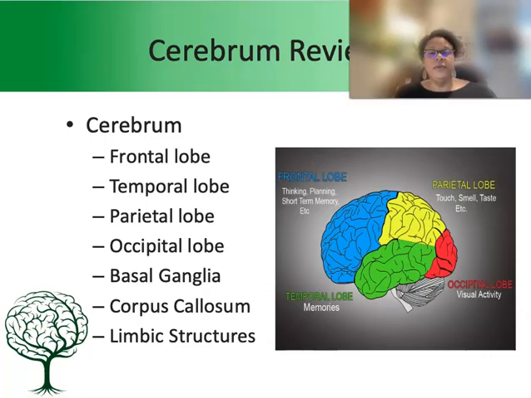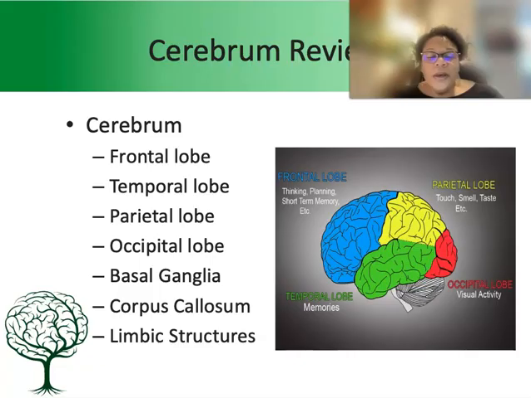and we're going to review the cerebrum. So we have all these wonderful lobes. Don't freak out. I'm not going to test you on the lobes. The frontal lobe, the parietal lobe, the temporal lobe, and occipital lobe. All of a sudden I can say the word.